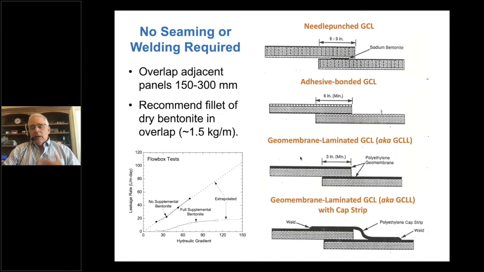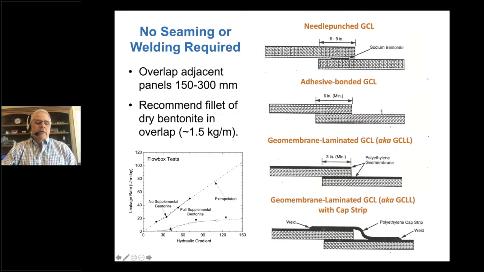Typically, I tend to put a stream of bentonite in that overlap between the two. I think that's good practice. Different manufacturers have different products, and some suggest that you don't need a stream or a fillet of bentonite down that overlap. I tend to prefer that. On the projects I work on, when I write specifications, I include that fillet of bentonite.